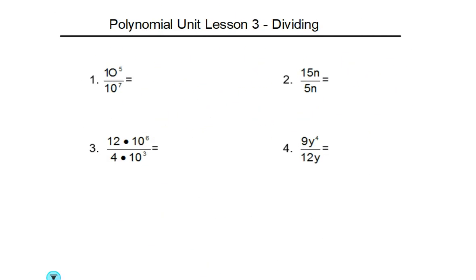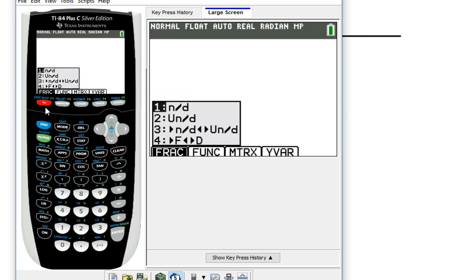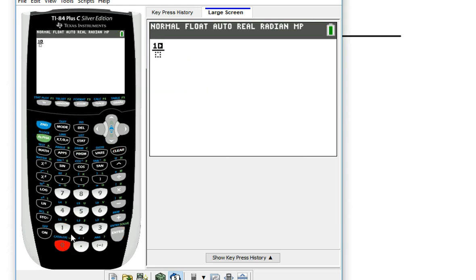All right, so 10 to the 5th over 10 to the 7th. Well, actually, that's kind of nice. We can just plug that one into our calculator, but hopefully you'll see that this would be 1 over 10 to the 2nd power. Since these are bottom heavy, I would subtract these down to the bottom. And then what is 10 squared? Well, 10 times 10 is 100. This is 1 over 100. And we can just pop that into our calculator to double check. We had 10 raised to the 5th power over 10 raised to the 7th power, and you'll see we get 1 over 100.